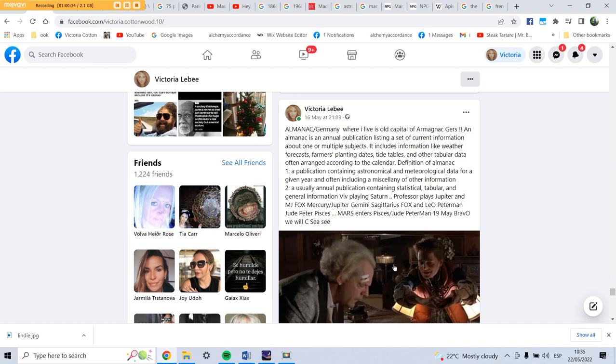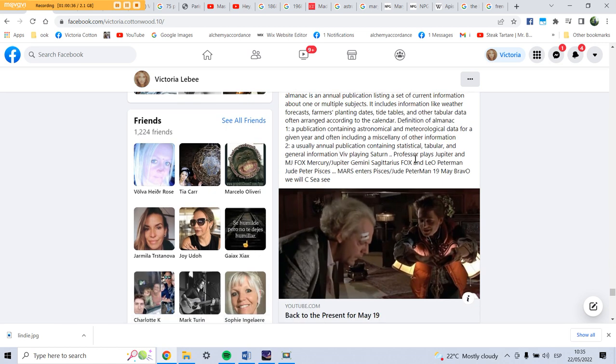So in this, that's just me showing which characters are playing which characters. And of course, Michael J. Fox, Mercury, Jupiter, Milla Jovovich, it's always the fox. Mercury, Jupiter is the fox, Saturn is the crow. Gemini, Sagittarius, fox, and Leo Peterman, Jude Peter, Pisces. So yeah, I don't know, that was somebody in the film, Leo Peterman.